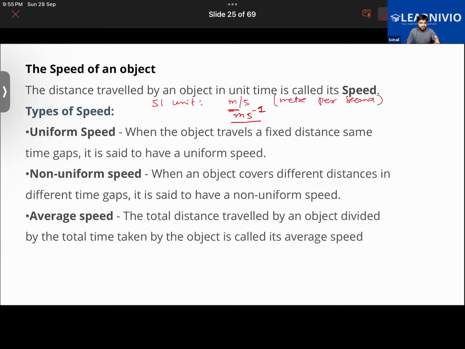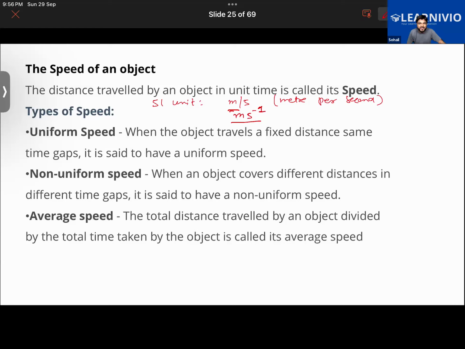But in the SI unit, it is measured in this. All of you should have some basic idea about the SI unit. SI comes from a French word, Système International, or basically the International System of Units.